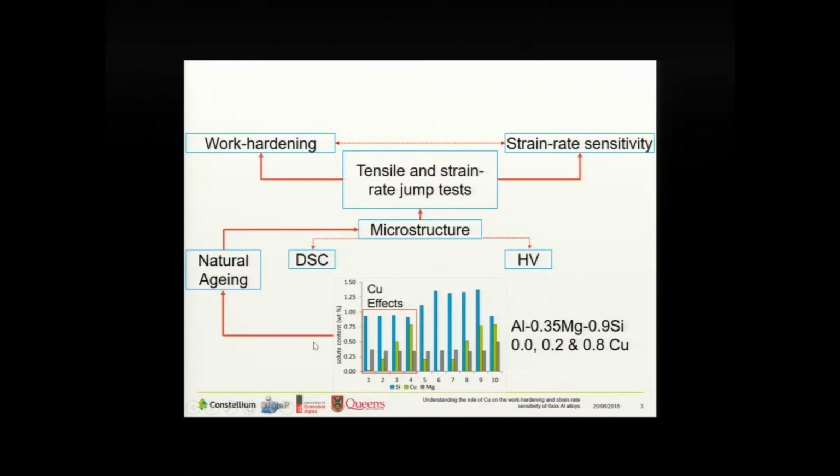Now, I don't have time to explain all of that. A lot of it is in the paper, so if you want to, again, refer to that, you can. So I'll be looking at just the copper effects of aluminum with 0.35 weight % magnesium, 0.9 weight % silicon, with 0.2 and 0.8 weight % copper. Under natural aging, we'll do the characterization of DSC and hardness, the tensile and strain rate sensitivity properties, and we'll leave these basically up to there.